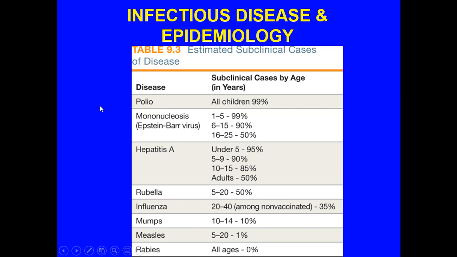Now, we have these situations where we talk about subclinical cases of the disease. And by age, basically, the different types of organisms may exist, but it really depends on several of the factors. There are no real, if you notice at the bottom, subclinical cases for rabies. If you get it, it's fatal.